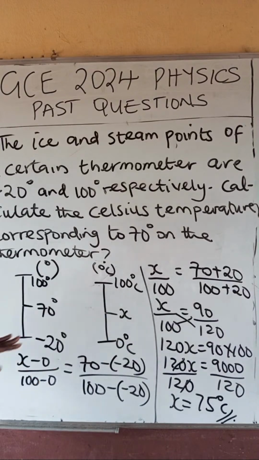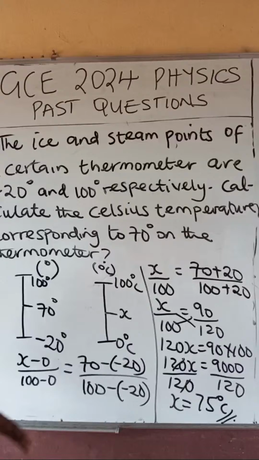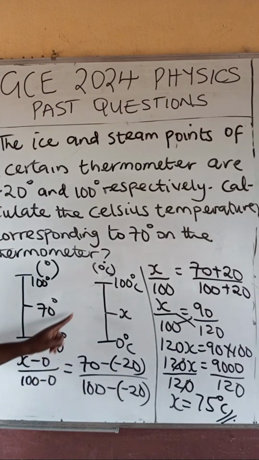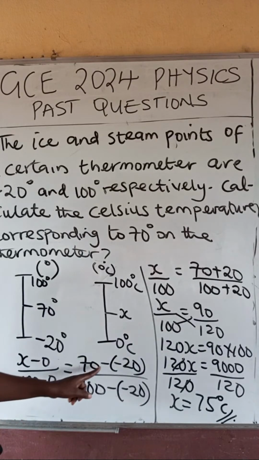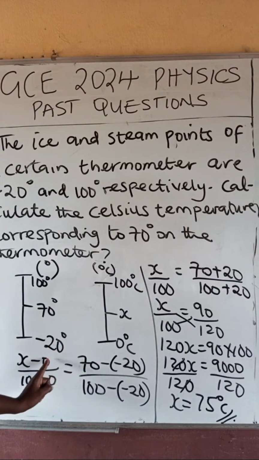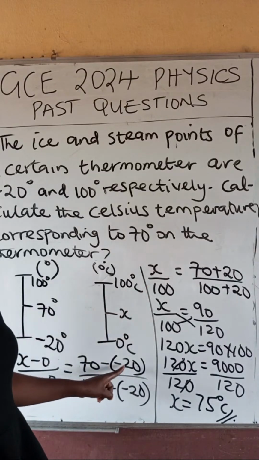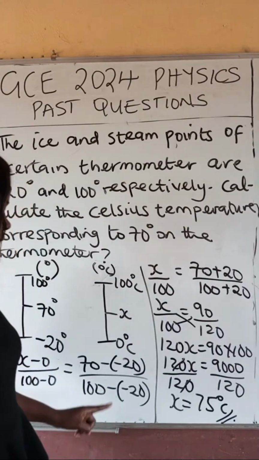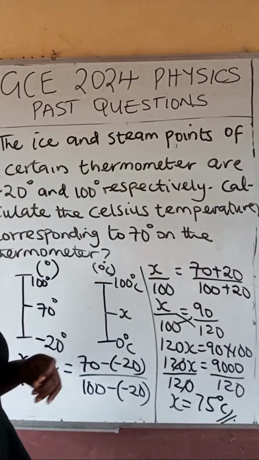Use the formula. The formula is fundamental interval, which is the one in the middle, minus what? The upper fixed point minus lower fixed point. Okay? Then we have x minus 0 divided by 100 minus 0. Okay, that is what we have. Then it's equal to 70 minus minus 20, then over 100 minus minus 20. Now we bring it down. X minus 0 is x, 100 minus 0 is 100. Now 70 minus times minus is plus, we have plus 20. Then 100 minus times minus is plus, we have what? 20. Is that clear?